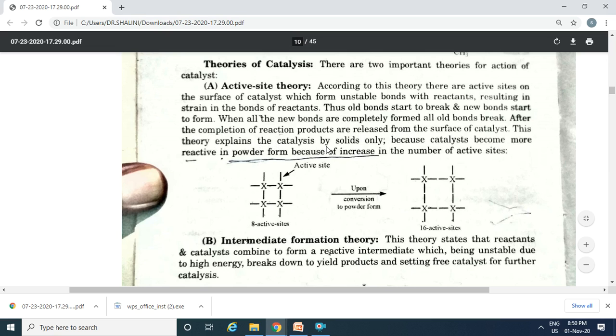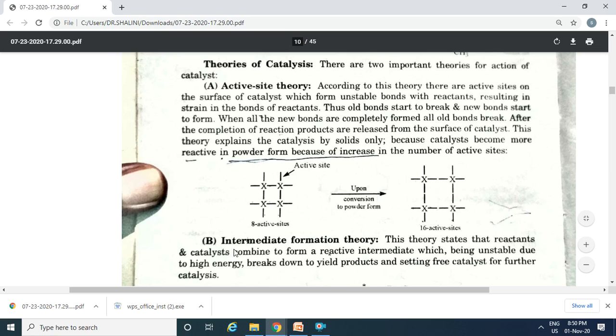This theory explains the catalysis by solids only, because catalysts become more reactive in powder form because of an increase in the number of active sites. Here, these are the active sites which, upon conversion to powder form, are enhanced. Here, 8 active sites are present, and here 16 active sites are present.